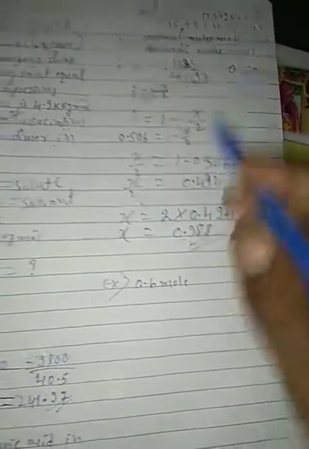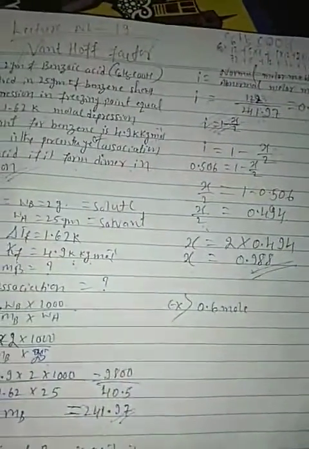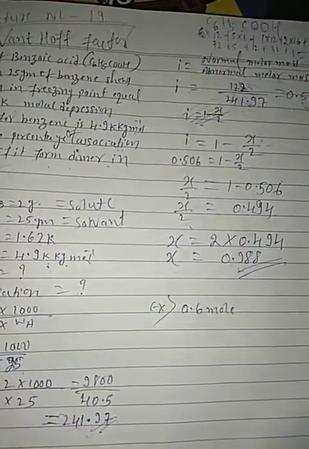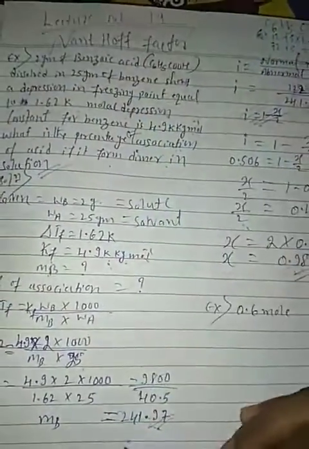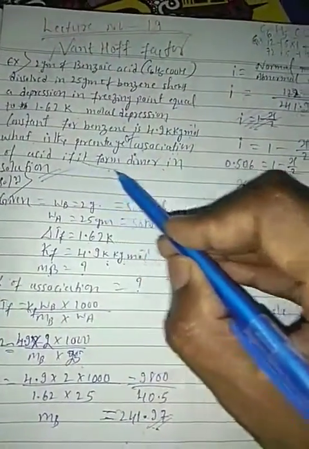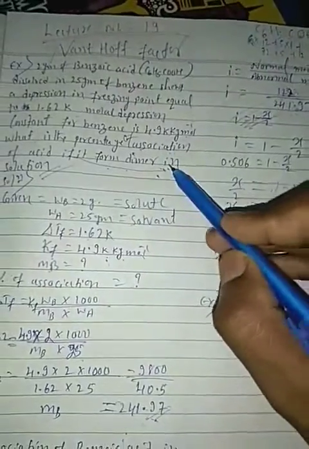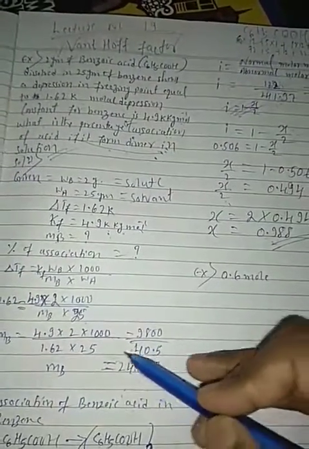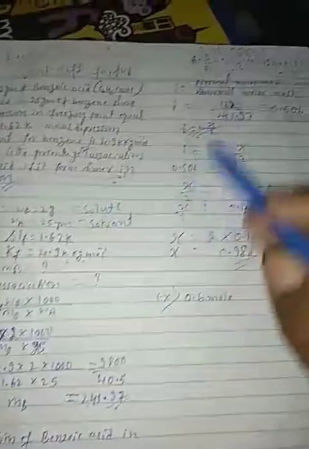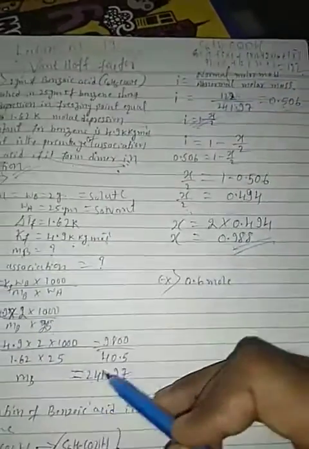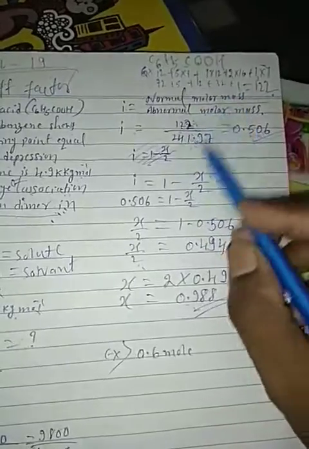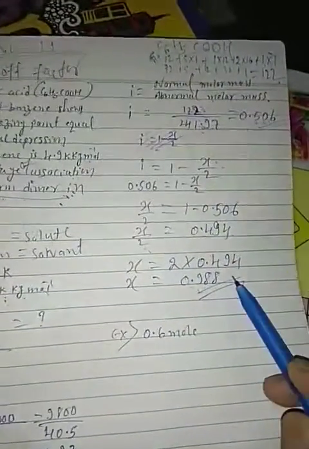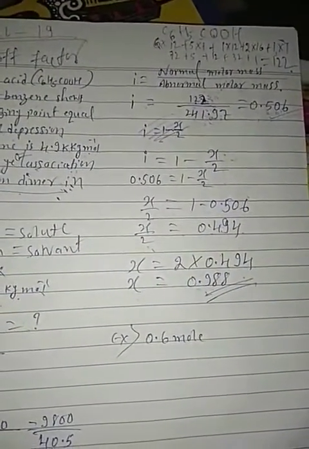Yes, students. So this is one example about the Van't Hoff factor. I hope you understood. Right. So in this case, first we are calculating the molar mass, students. According to this equation, it forms a dimer, which means we have to calculate the dimer molar mass and compare it with the abnormal molar mass. What is the difference here? We have to calculate it here. Right, students? Let's see the next example.